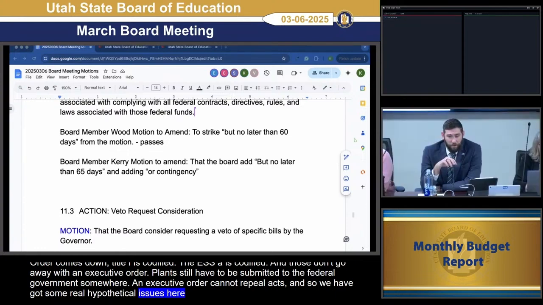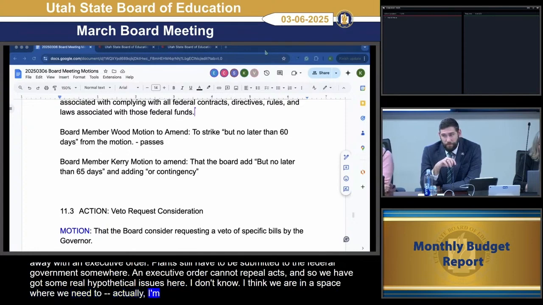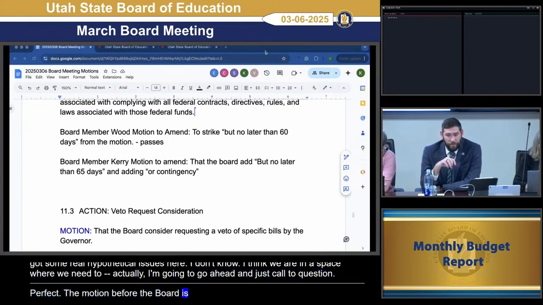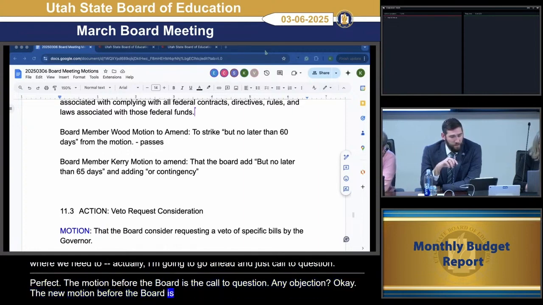Perfect. The motion before the board is the call of question. Is there any objection? Okay. The new motion before the board is that we add but no later than 65 days in adding or contingency. Let's vote.